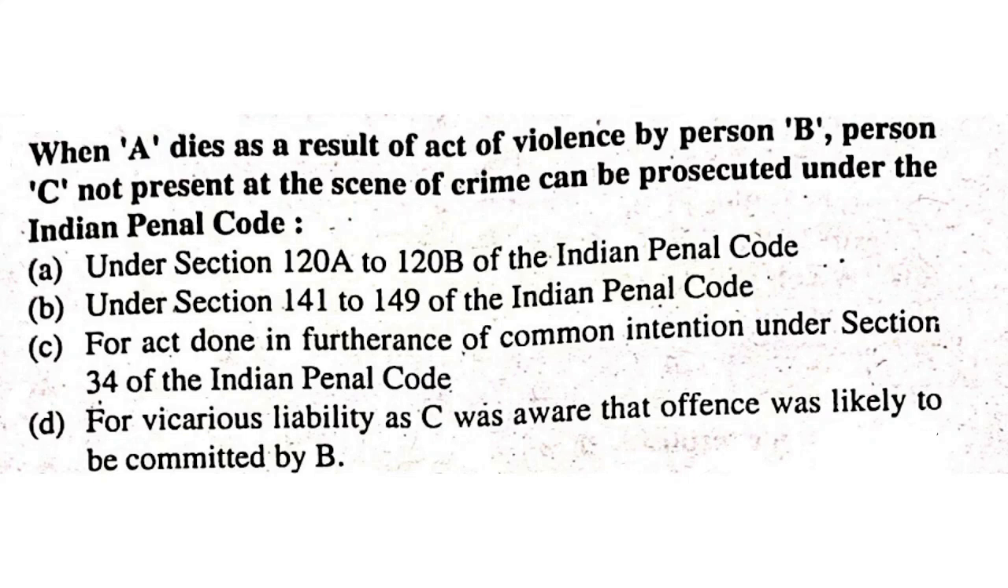No. When A dies as a result of an act of violence by a person B, person C, not present at the scene of crime, can be prosecuted under the Indian Penal Code under section 120A to 120B, which defines the criminal conspiracy. Section 120A defines and 120B provides the punishment for criminal conspiracy. In criminal conspiracy, it is not required that the person C be present at the scene of the crime.